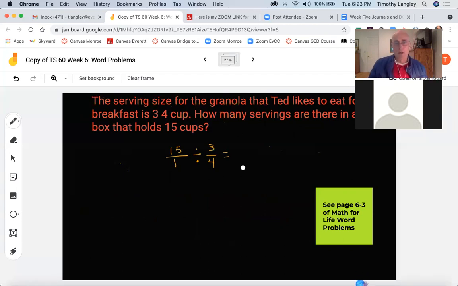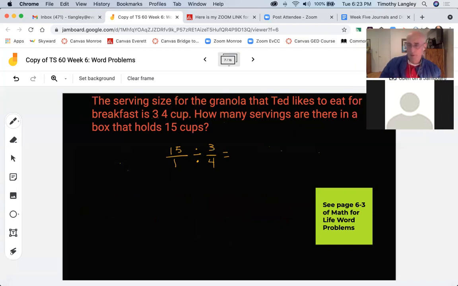A serving size for the granola that Ted likes to eat for breakfast is 3/4 of a cup. So that's how much he likes to eat for breakfast. He likes 3/4 of a cup. How many servings are there in a box that holds 15?